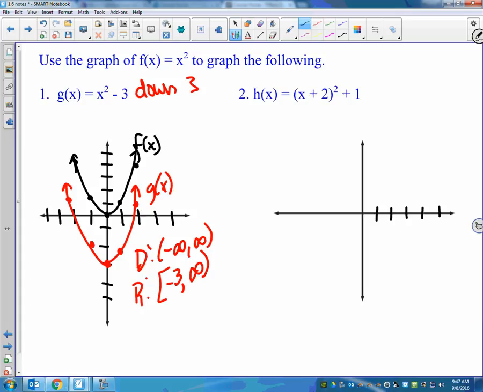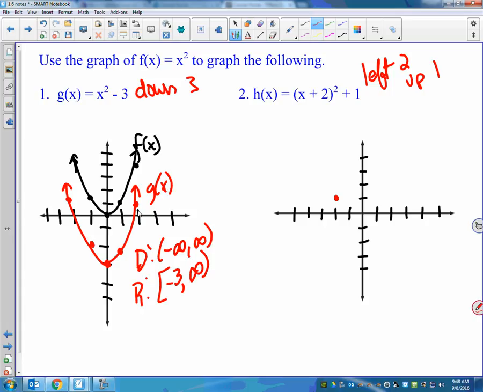So what about this one? What's happening if we have a +2 on the inside and a +1 on the outside? I always use that vertex as my moving point. So normally, I won't graph the x squared on this one, but I know it starts at (0, 0). So if I go left 2 and up 1, I know that's my new vertex, and I don't have to make an XY chart. You follow me on that?